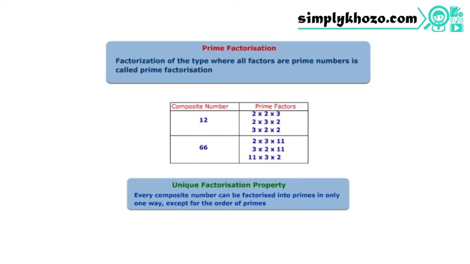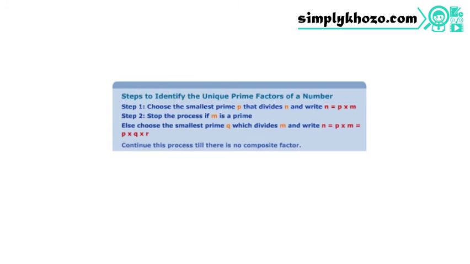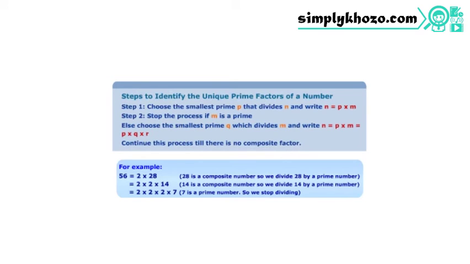You can factorize every composite number into prime factors in only one way, except for the order of primes. This property is called the unique factorization property. You can identify unique prime factors of a number by dividing the number by its smallest prime factor and continue the process till there is no composite number left in the factorization.